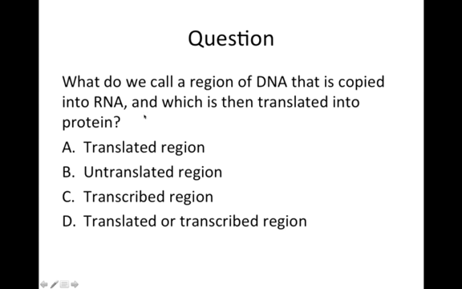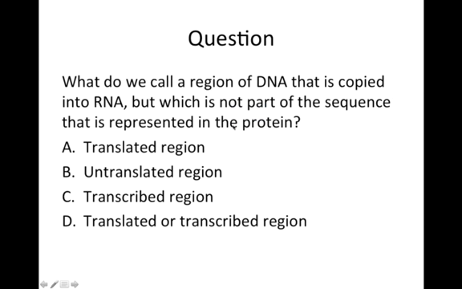So then let's think about this in words. What do we call a region of DNA that is copied into RNA and then translated into protein? You can pause this if you want some more time to think about it, and I'll just continue. Okay, so there we're talking about a region that is transcribed. This region here is part of the transcribed region, and then that's the region that's translated, and so we're going to call that the translated region.